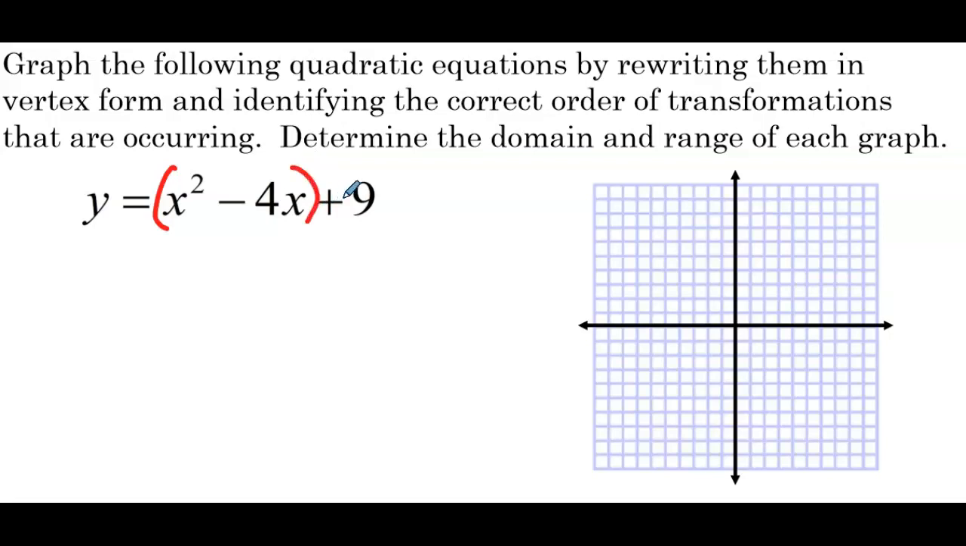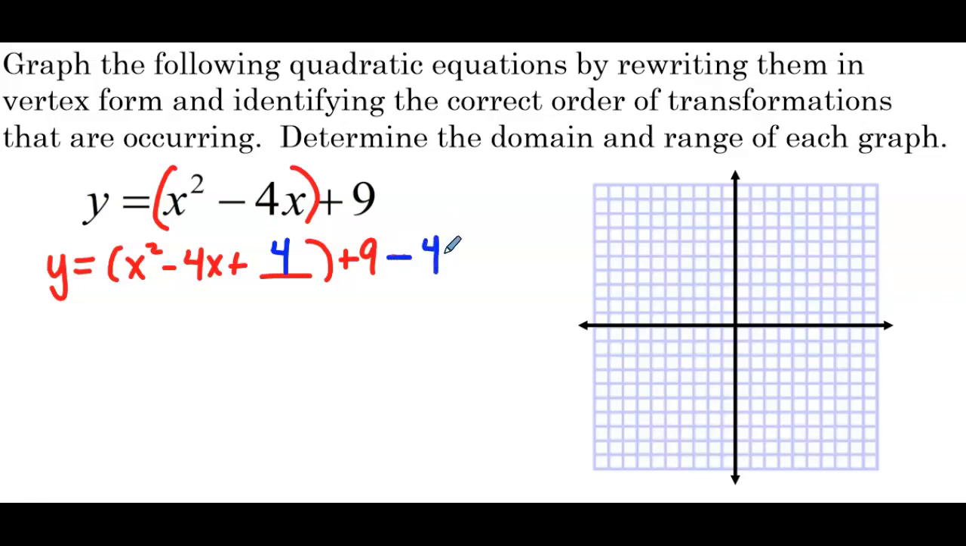So we'll start by putting a set of parentheses around x squared minus 4x. So we have y equals (x squared minus 4x plus something) plus 9 minus something. Okay, so the value that completes the square, half of -4 is -2, squared is 4. So then we're going to subtract 4 to keep everything balanced.